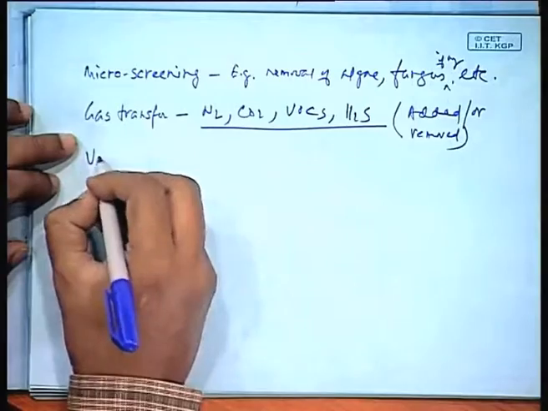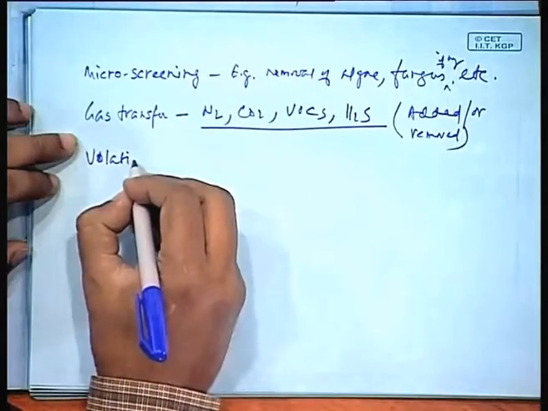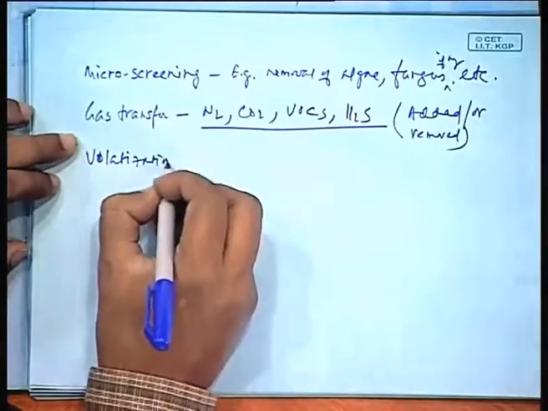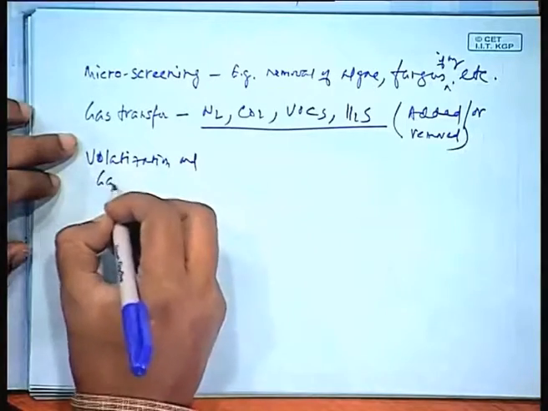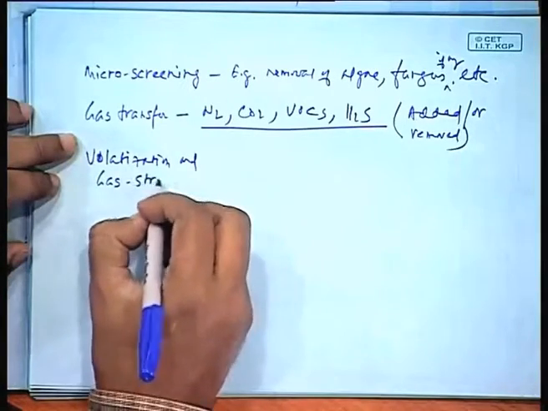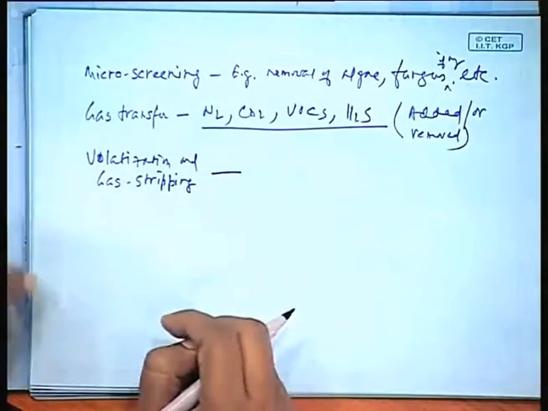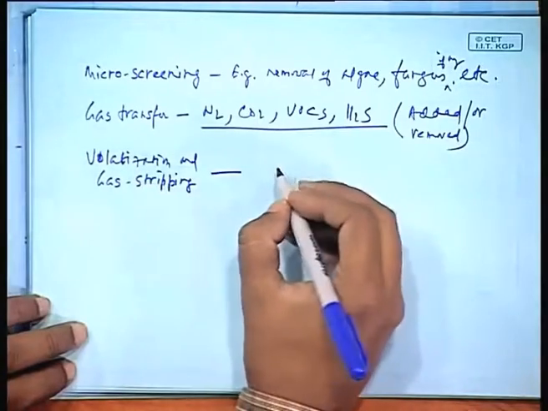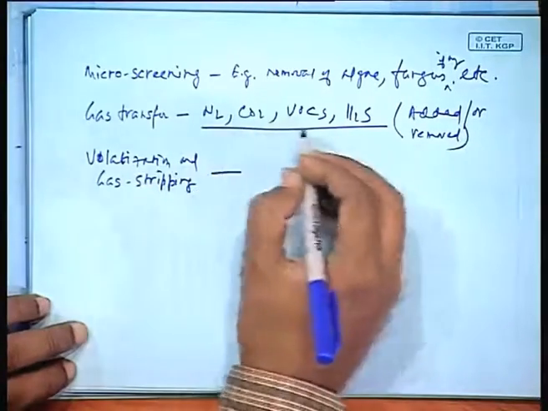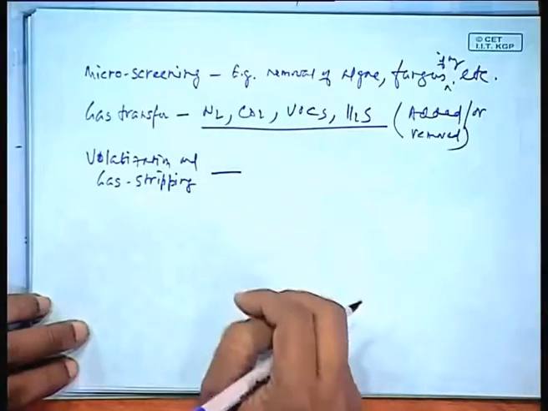Another is volatilization and gas stripping. Volatilization and gas stripping. There are some substances which, at a particular temperature and pressure, would be volatile.